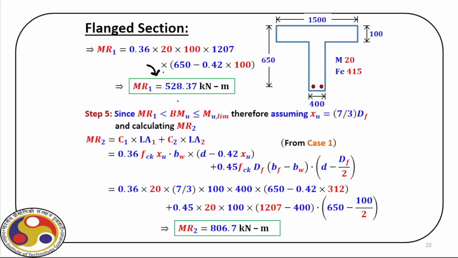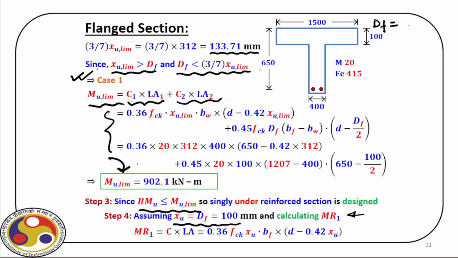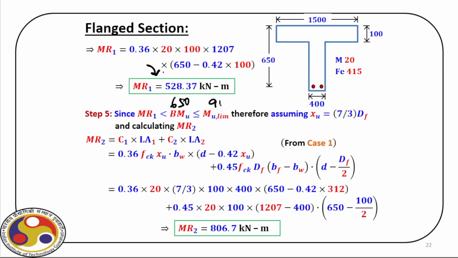Now, what we have, this BMU, that is 650, is less than the MU limit that we have calculated, 902. And then MR1 we have 528. Therefore, we have this condition, XU, we get it from this value. And then for case 1, we calculate what is MR2 and we effectively get MR2 as 806 kilonewton meter.